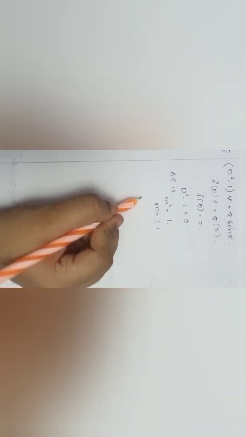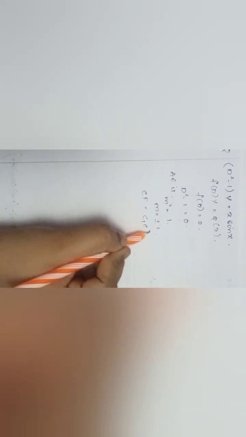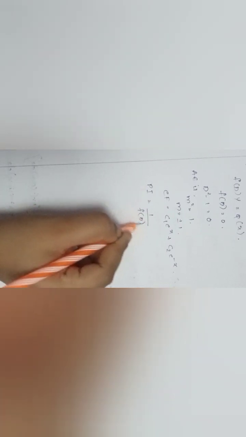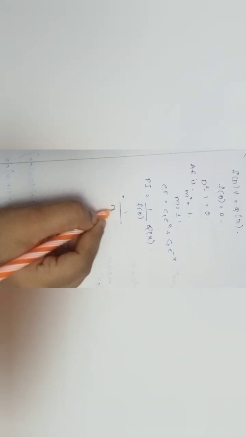So the roots are real and different, therefore CF is equal to C1 e raised to x plus C2 e raised to minus x. To find the PI, the equation is 1 by f of d into q of x. 1 by f of d is 1 by d square minus 1, and here q of x is x into sin x. So this is of the form PI equal to 1 by f of d into x v of x. Here v of x could be cos ax or sin ax. So we have to write x minus f dash of d by f of d into 1 by f of d into v of x.